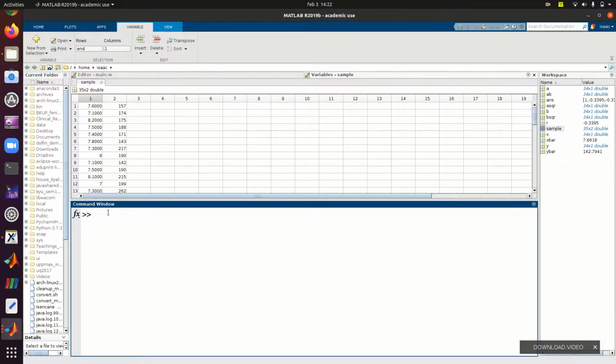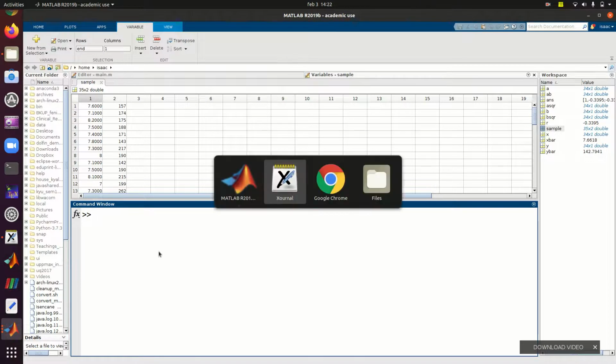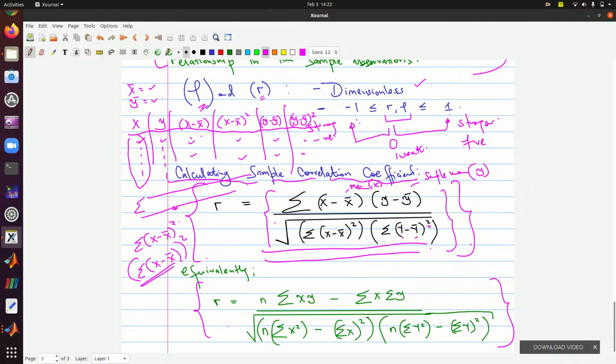So we have x and then we have y. I already extracted them, I have them in the workspace here. Just for the purposes of showing you what to do, it's advisable that you first write down the formula, okay? Then you can see what we are going to do. I get the highlight here, and then maybe I can use a yellow.